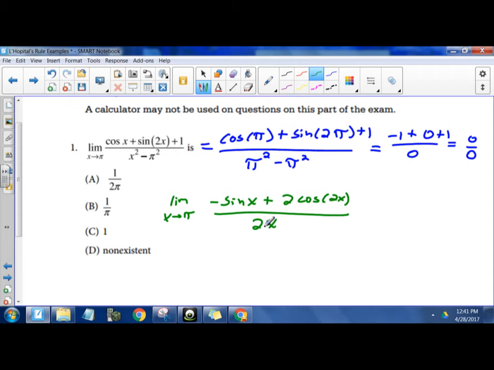So now that we have this piece right here, what you want to do is plug the pi back into the problem, okay? So if you plug pi back into the problem now, you're going to get negative sine of pi plus 2 cosine of 2 pi, all divided by 2 times pi.